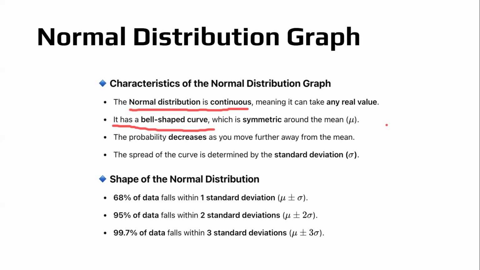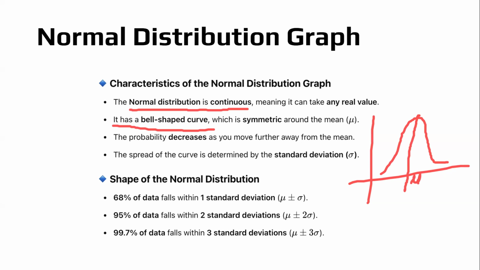Your bell-shaped curve that we discussed will be symmetric around the mean. This drawing may not look symmetric, but it will be symmetric around the mean, mu. The probability decreases as you move further away from the mean. If you go down, down, down here, further away from the mean, the probability will decrease.